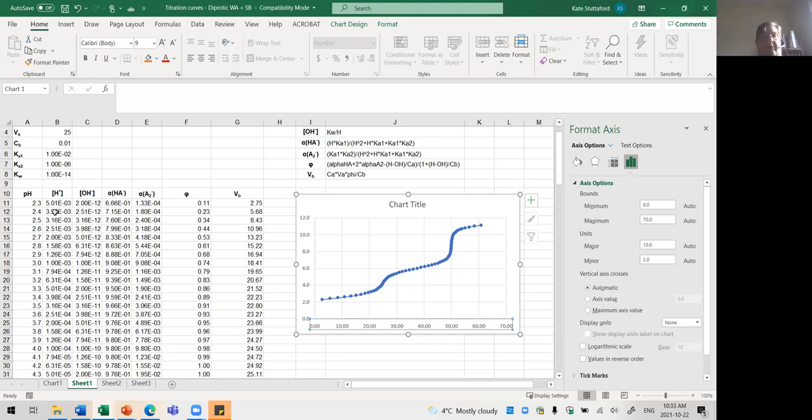That has to do with your alpha equations and your phi equation and your VB all in here. I don't think you'll screw up the H plus and the OH, but for all of the rest of these, there's lots of room for error.